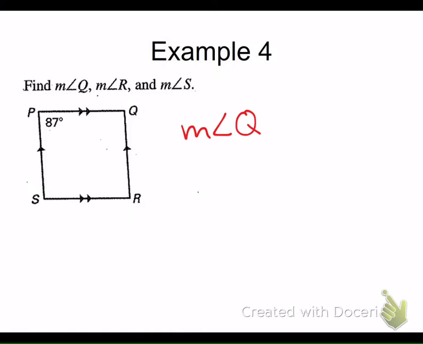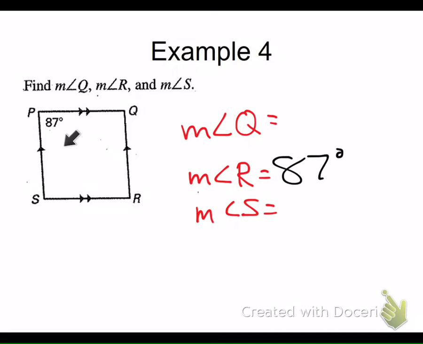So the measure of angle Q we need, the measure of angle R we need, and the measure of angle S we need. Which one is the easiest one? R, the one across. These are congruent, which means 87, they're the same. So the measure of angle R is 87 degrees. The other ones are both right next door to the 87.